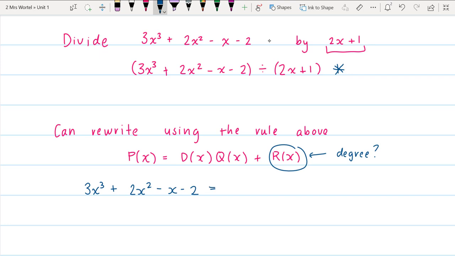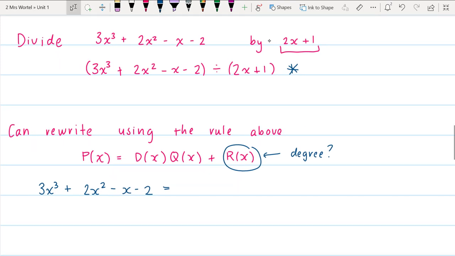Is equal to, I know my divisor as well. I'm dividing by 2x plus 1. So my d of x is going to be 2x plus 1. That has to be multiplied by another polynomial. We don't know that other polynomial, so I'm just going to leave that one as q of x, my quotient. And then I also have possibly this remainder on the end. So we're at a point now where we haven't been given any other information, so we need to start thinking logically about this.